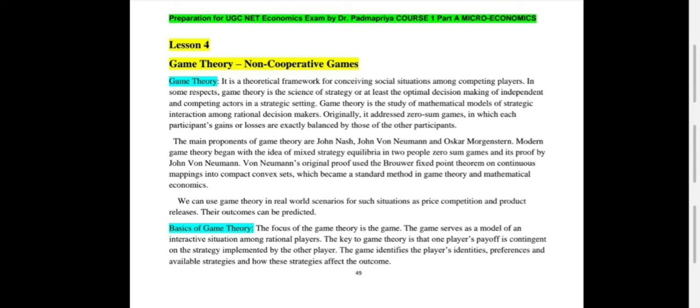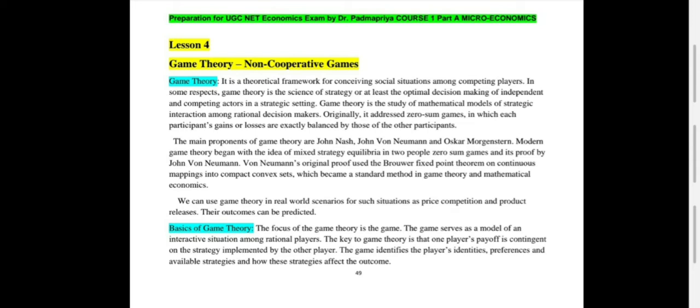Modern game theory began with the idea of mixed strategy equilibria in two-person zero-sum games, and its proof was given by John von Neumann. John von Neumann's original proof used the Brouwer fixed point theorem on continuous mappings into compact convex sets, which became a standard method in game theory and mathematical economics. Now we can use the same game theory in real world situations, such as in price competition and product releases. Their outcomes can be predicted.